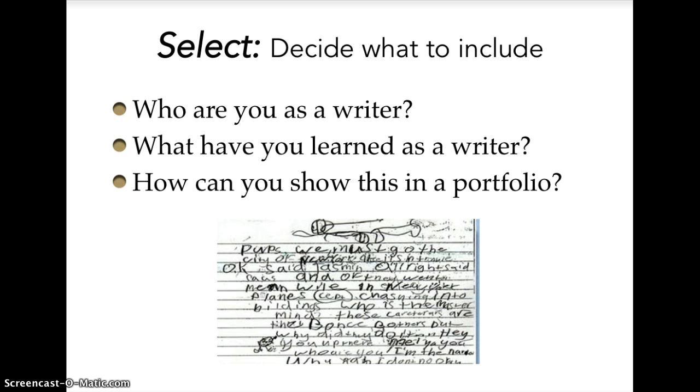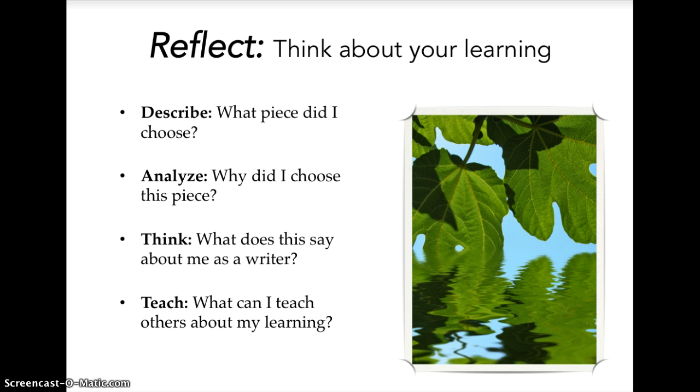So from their collection, they need to select some different artifacts to upload into their portfolio. Then they reflect. So they think about their learning. They describe what piece they chose, why they chose it, what it says about them as a writer, and what they could teach others about their learning. In younger grades, I have kids do an oral reflection. As they get older and more competent in their writing abilities, I have them do more written reflections. In elementary school, it might be reflections that you can put on a note card. In upper grades, it could be longer, maybe one-page reflections that show their thinking.